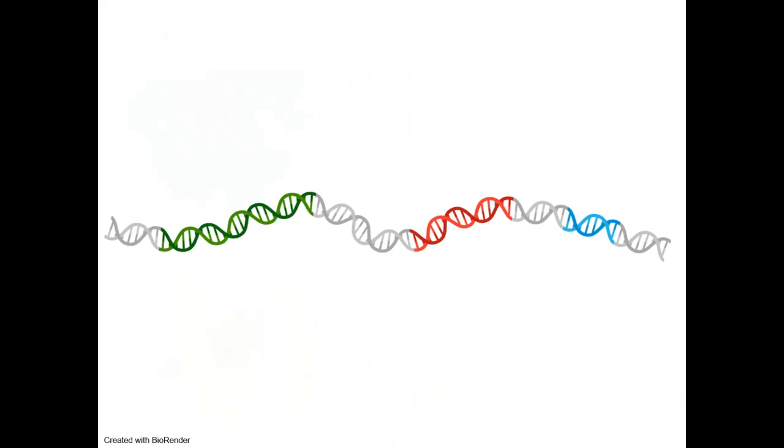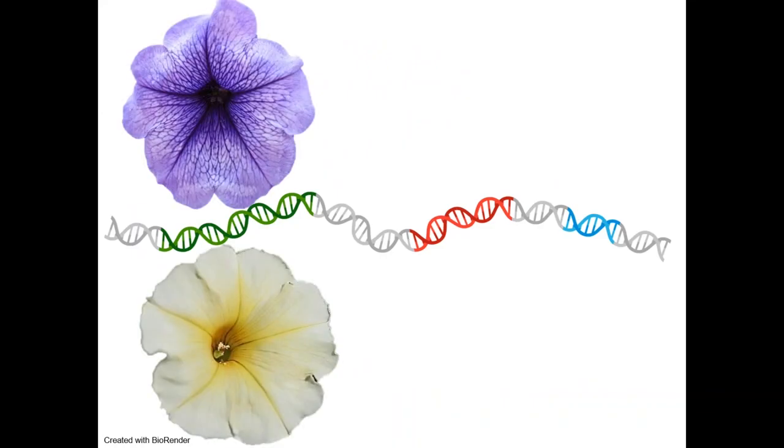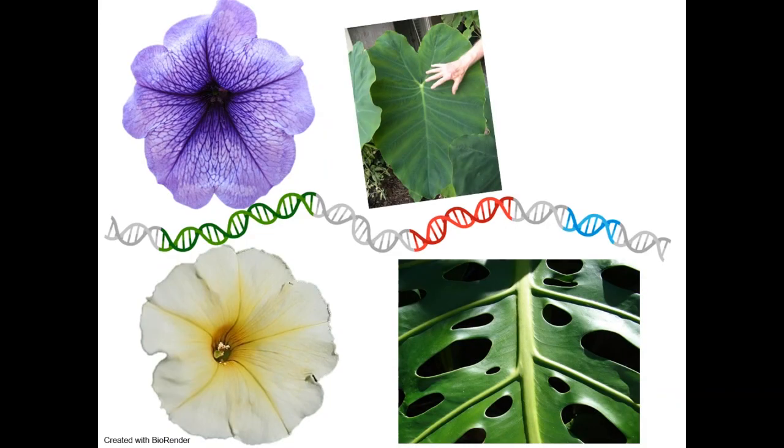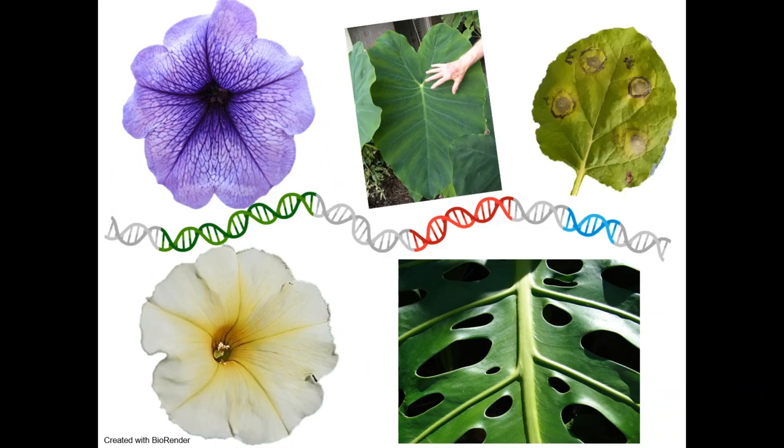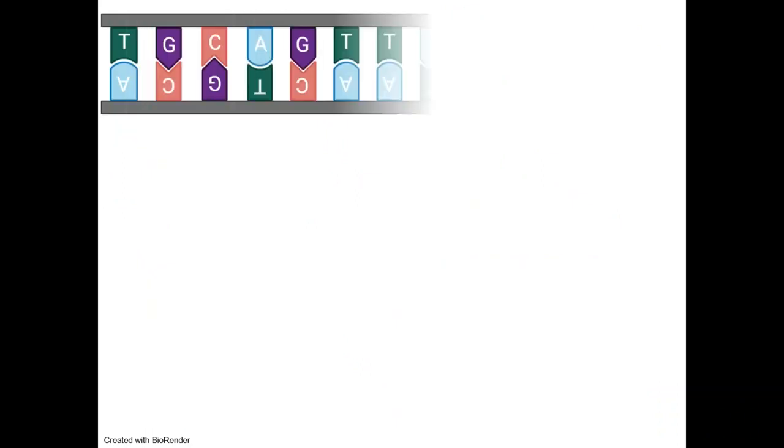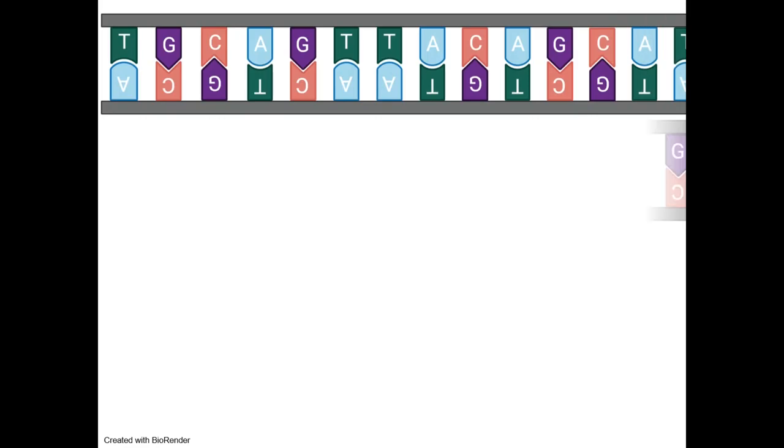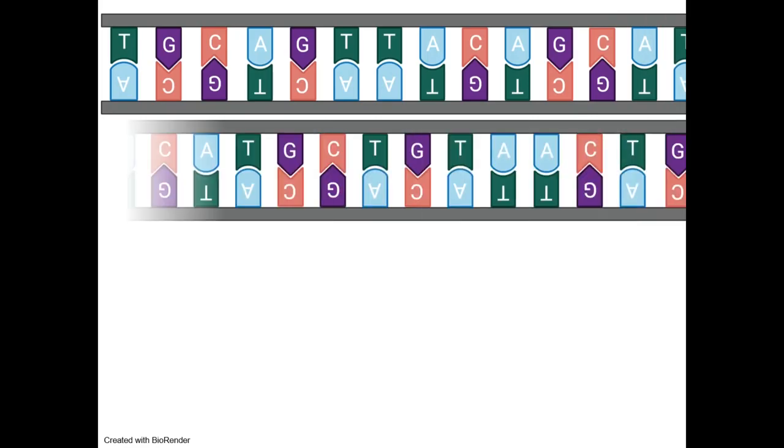This includes our eye color, and in plants, flower color like purple versus yellow, leaf shape and size like the large elephant ear leaf or the leaves of a Swiss cheese plant that has natural holes in it, as well as protection from pathogens and diseases, like we are seeing with this hypersensitive response on the leaf. But strands of DNA are huge, and if we wanted to move a whole strand of DNA, it would take an extreme amount of energy.